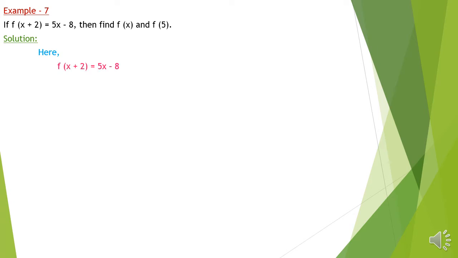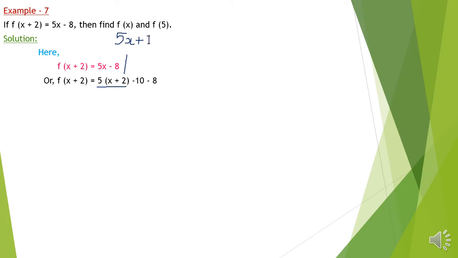Here f(x+2) is equal to 5x minus 7, and now you can just see this step and let's do the calculation of this part only. Let me do the calculation of this part. 5 times (x+2) will be 5x plus 10.